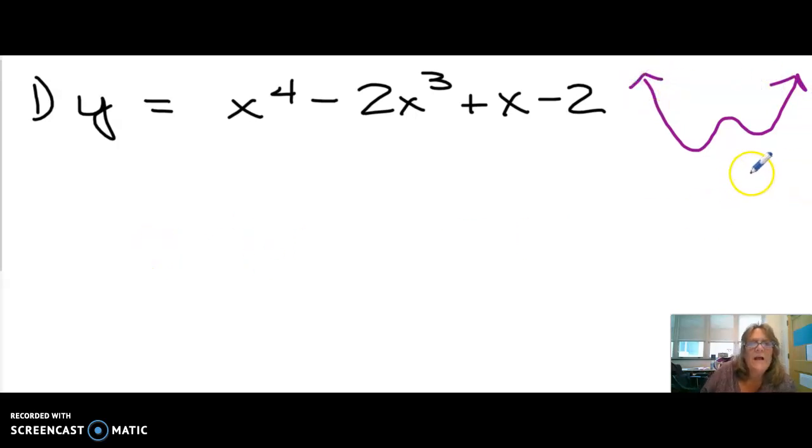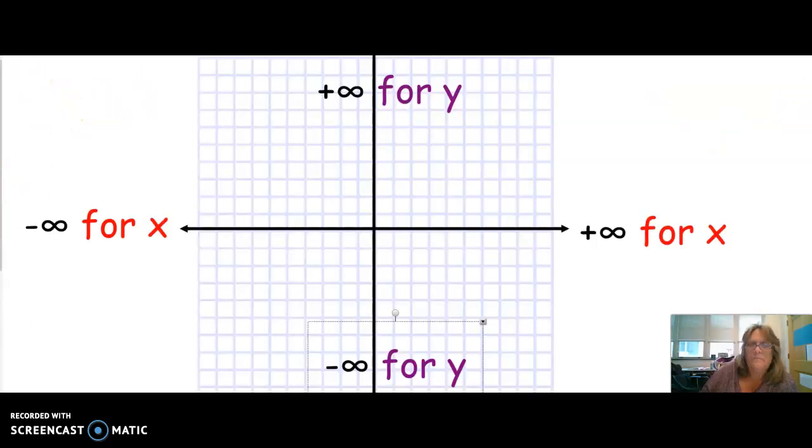Now, I've got a little graph up here on the screen for you just to make sure that you remember. Remember, X is the horizontal axis. So to the left, that's negative infinity for X. To the right, that's positive infinity for X. Your Y values are located along the vertical axis. And so positive infinity is going up for Y. Negative infinity is going down for Y.